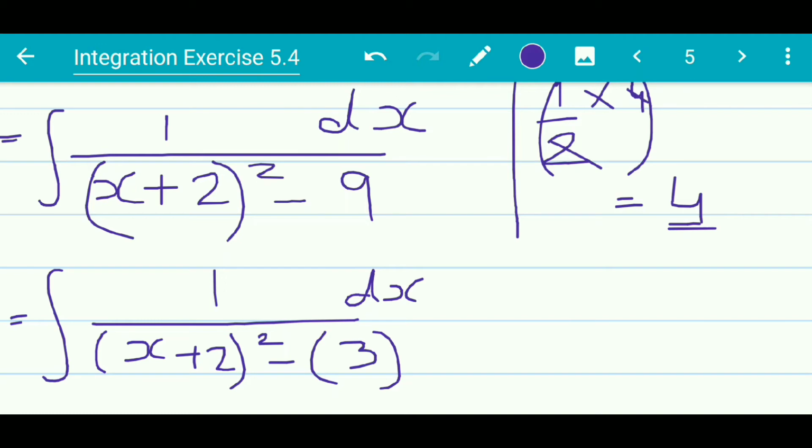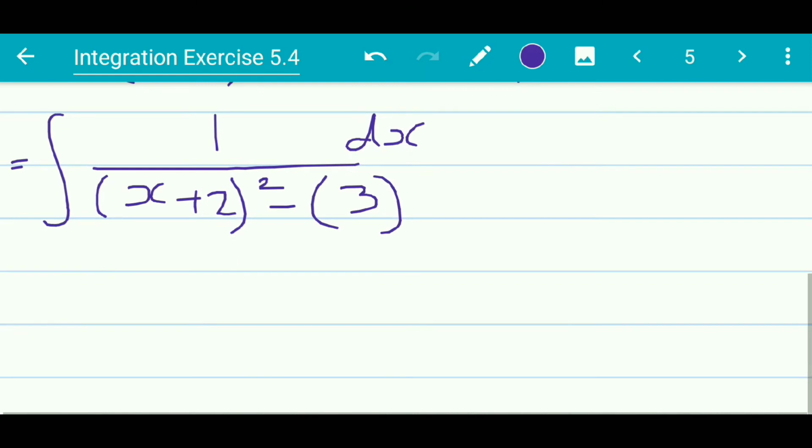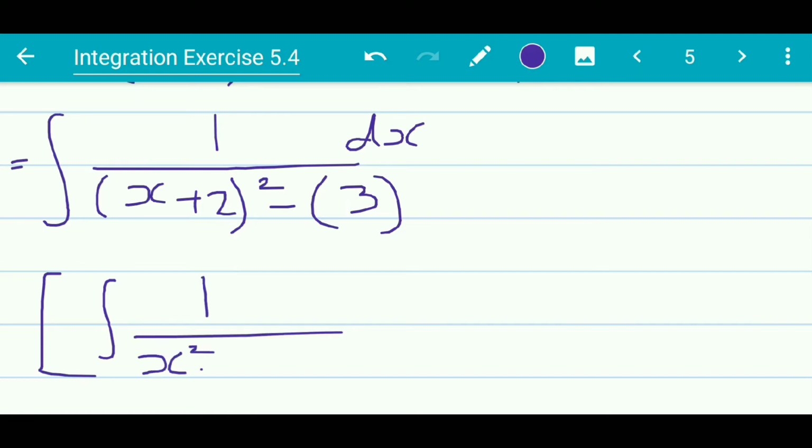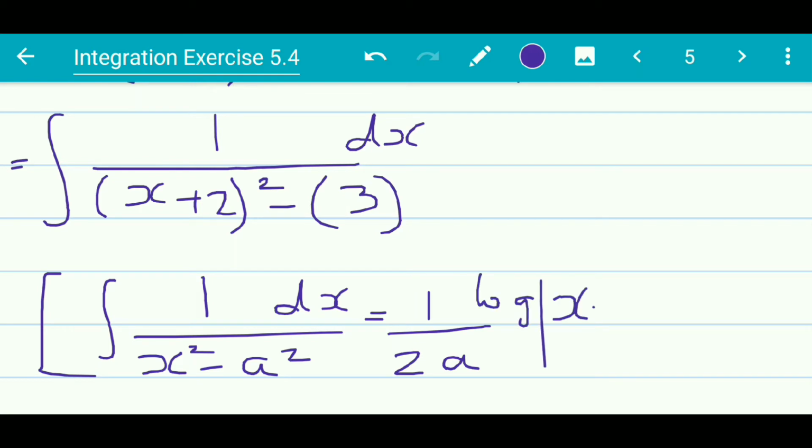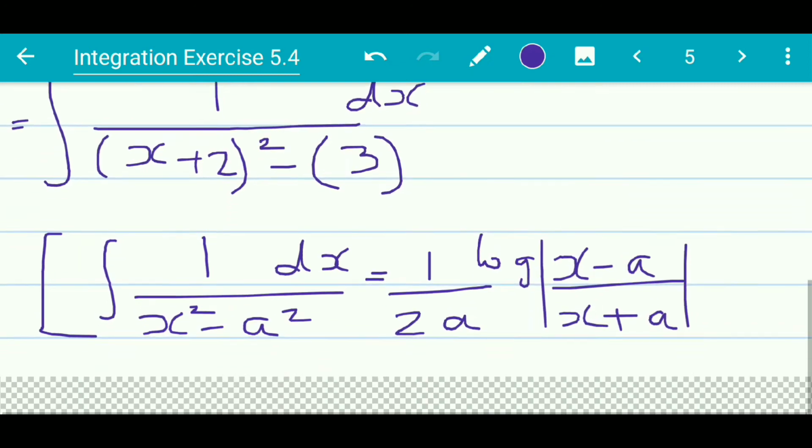Now compare the integral to the formula which we learnt just now, the first result and the second result. We have to do this sum using the first result actually, because it is of the form x square minus a square. As you can see over here, 1 upon x square minus a square, this is the formula that we are going to use over here. And the answer for which would be 1 upon 2a log of x minus a upon x plus a plus c, of course.